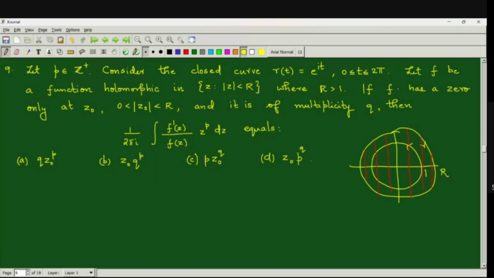Then what are they asking? If f has a zero only at z naught and that z naught is inside the curve. Here is my doubt. So this is a net question. If z naught is inside the curve. So for the time being, I am assuming that z naught is inside the circle, and it is of multiplicity q. Then find this thing. Assume that z naught is inside the unit circle. Then you can easily find the answer.